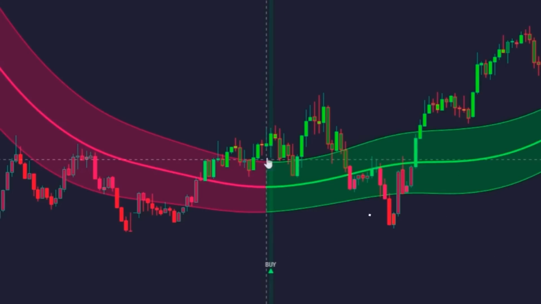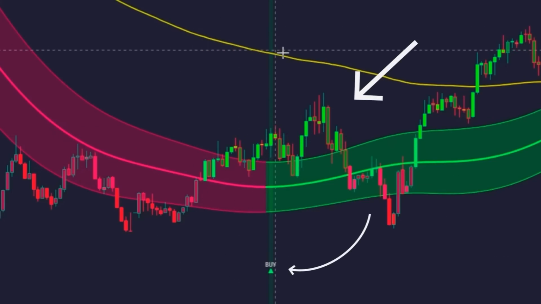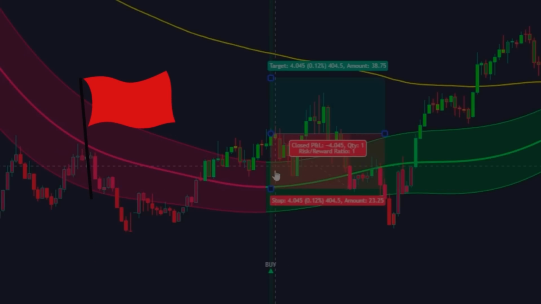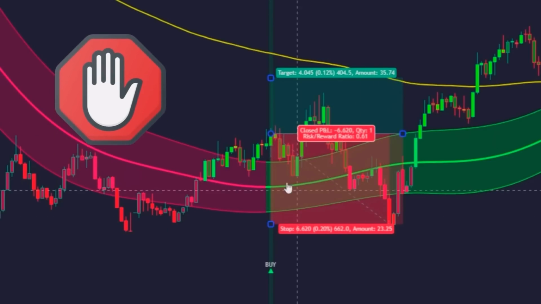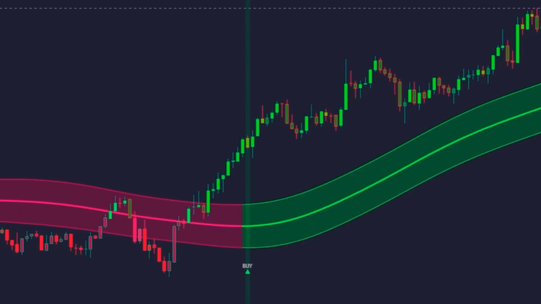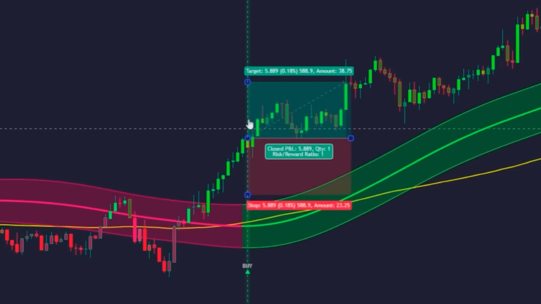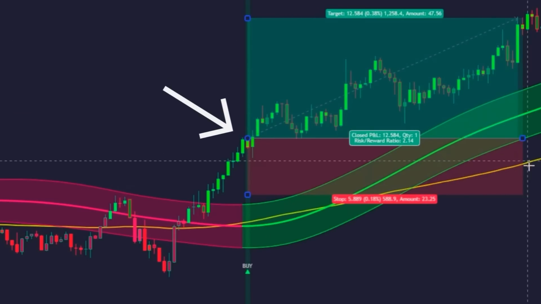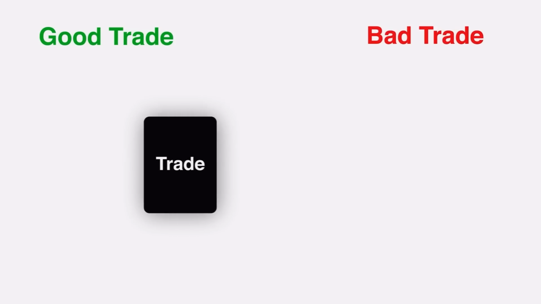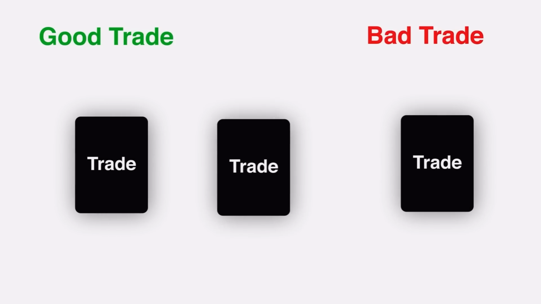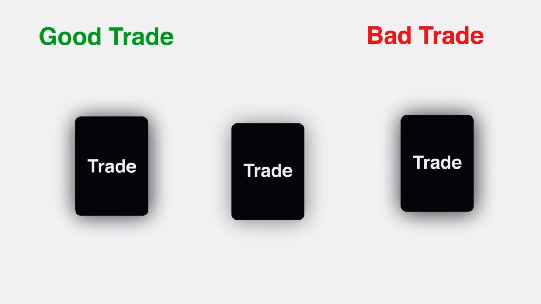Let me give you a simple example using the classic 200 EMA. Imagine the Gaussian channel gives us a long signal, but the price is below the 200 EMA. That's a red flag. In this case, the trend filter would block the trade. Now flip it, same long signal, but the price is above the 200 EMA. Now the trend is aligned and the trade gets the green light. This kind of filter removes tons of bad trades and improves our win rate.